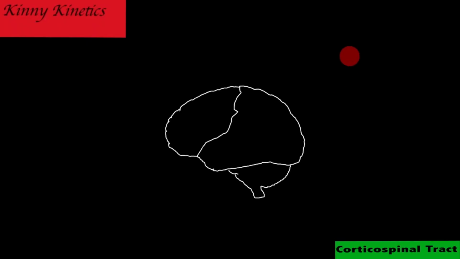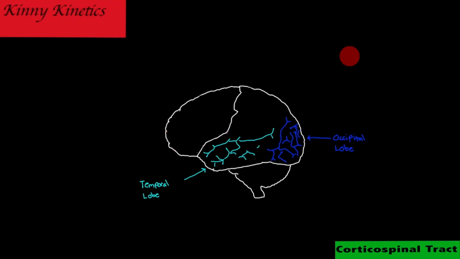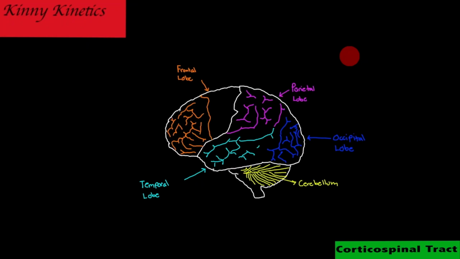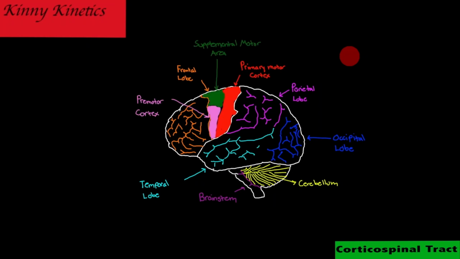I want to do a quick surface anatomy lesson of the brain. The brain contains 4 lobes. Here we have the temporal lobe, the occipital lobe, the parietal lobe, and the frontal lobe. At the base of the brain lies the cerebellum and the brainstem that leads to the spinal cord. The frontal lobe has structures that are important for the corticospinal tract. These structures are the primary motor cortex, the premotor cortex, and the supplemental motor area.